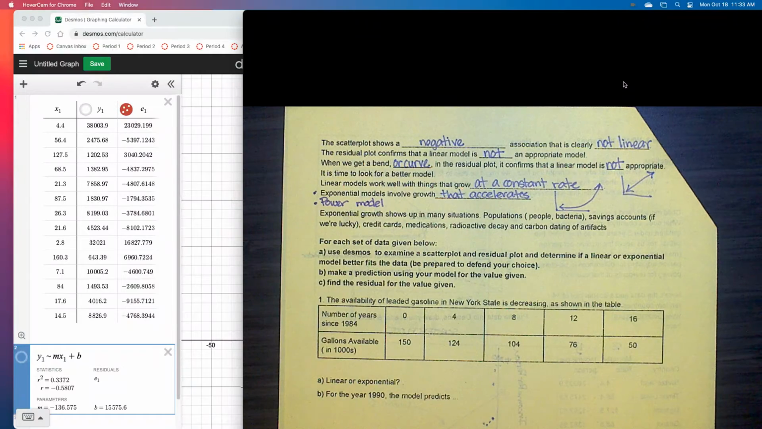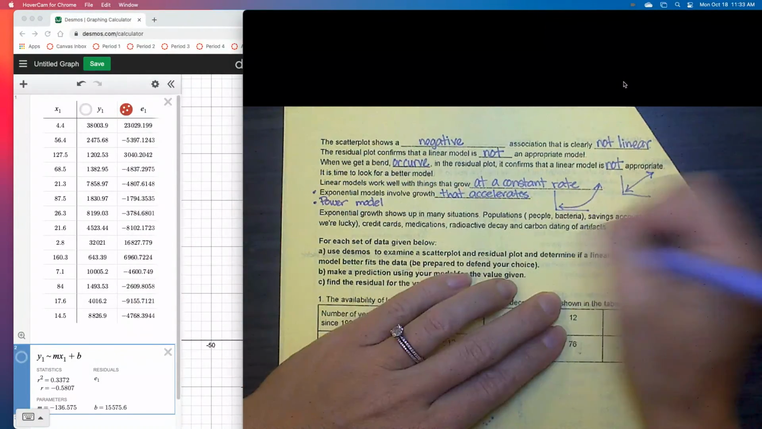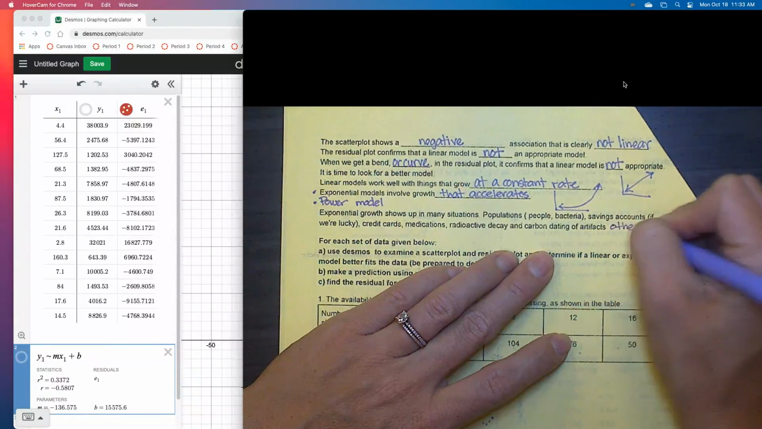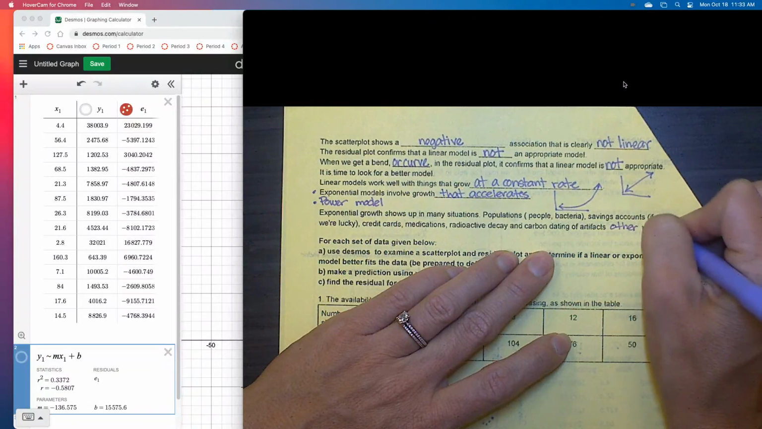Now I'm going to write down the equations for those models. I didn't leave a good space for this, so we'll just write it down here. Other models to check.